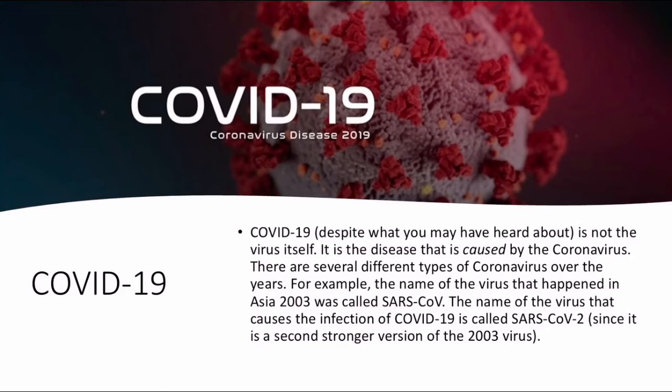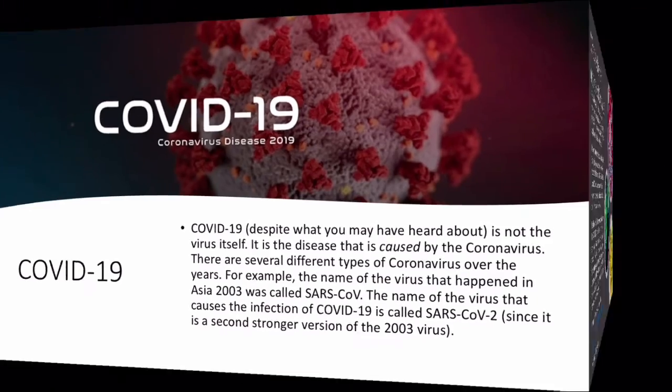Now, COVID-19, despite what you heard, is not actually the virus itself. It's the disease caused by the coronavirus. There are different types of coronavirus over the years. For example, the name of the virus that happened in Asia in 2003 was called SARS-CoV. Now, the name of the virus that causes the infection of COVID-19 is called SARS-CoV-2, since it is basically a second, stronger version of the 2003 virus.